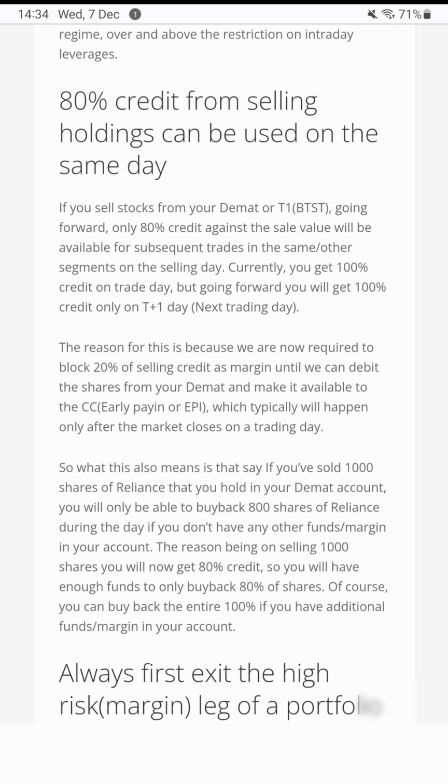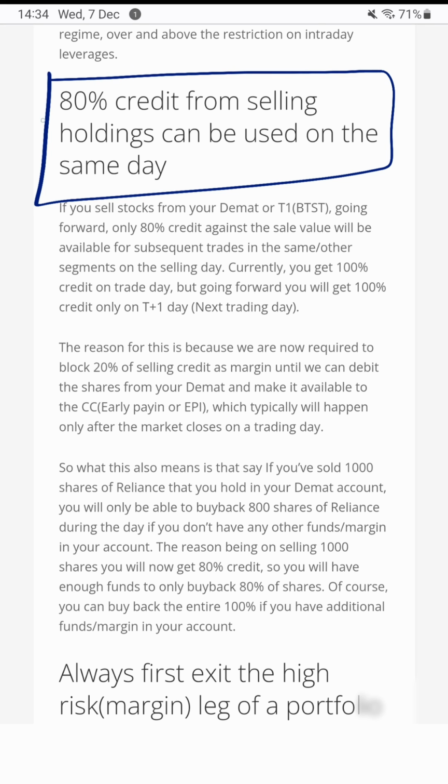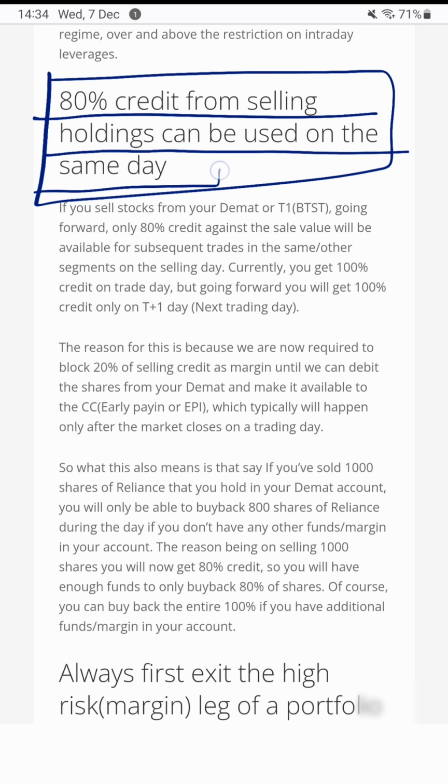Before we look at specific margins, I want to tell you about an important regulation. This is a recent change. Only 80% credit from selling holdings can be used on the same day.